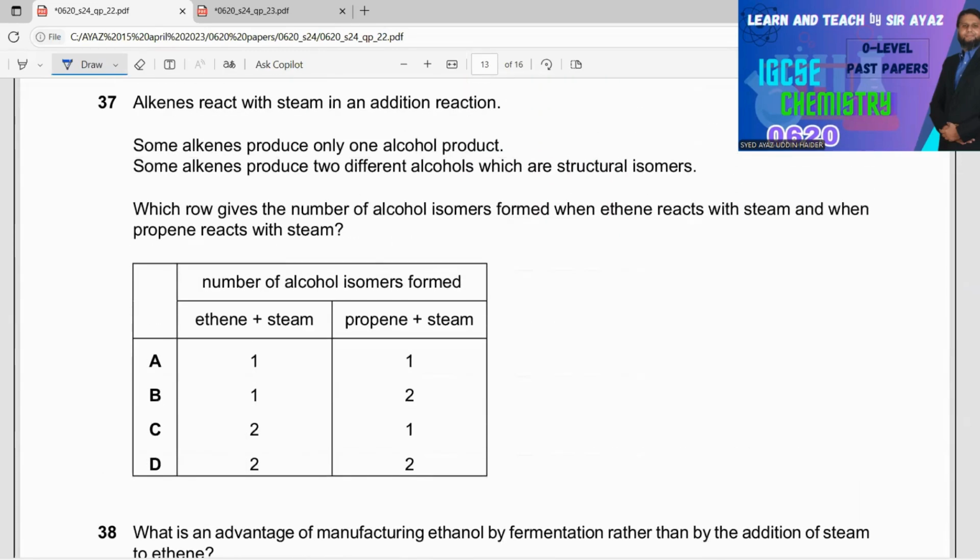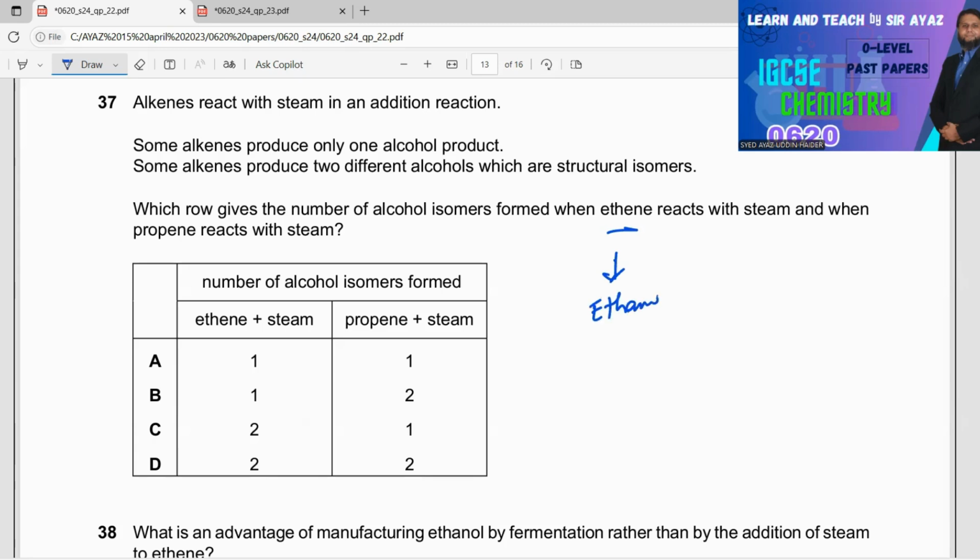37. Alkenes react with steam in an addition reaction. Some alkenes produce only one alcohol product. Some alkenes produce two different alcohols which are structural isomers. Which row gives the number of alcohol isomers formed when ethene reacts with steam and when propene reacts with steam? Now, they are talking about the number of alcohol isomers. For ethene, you will get only one alcohol, that's ethanol.